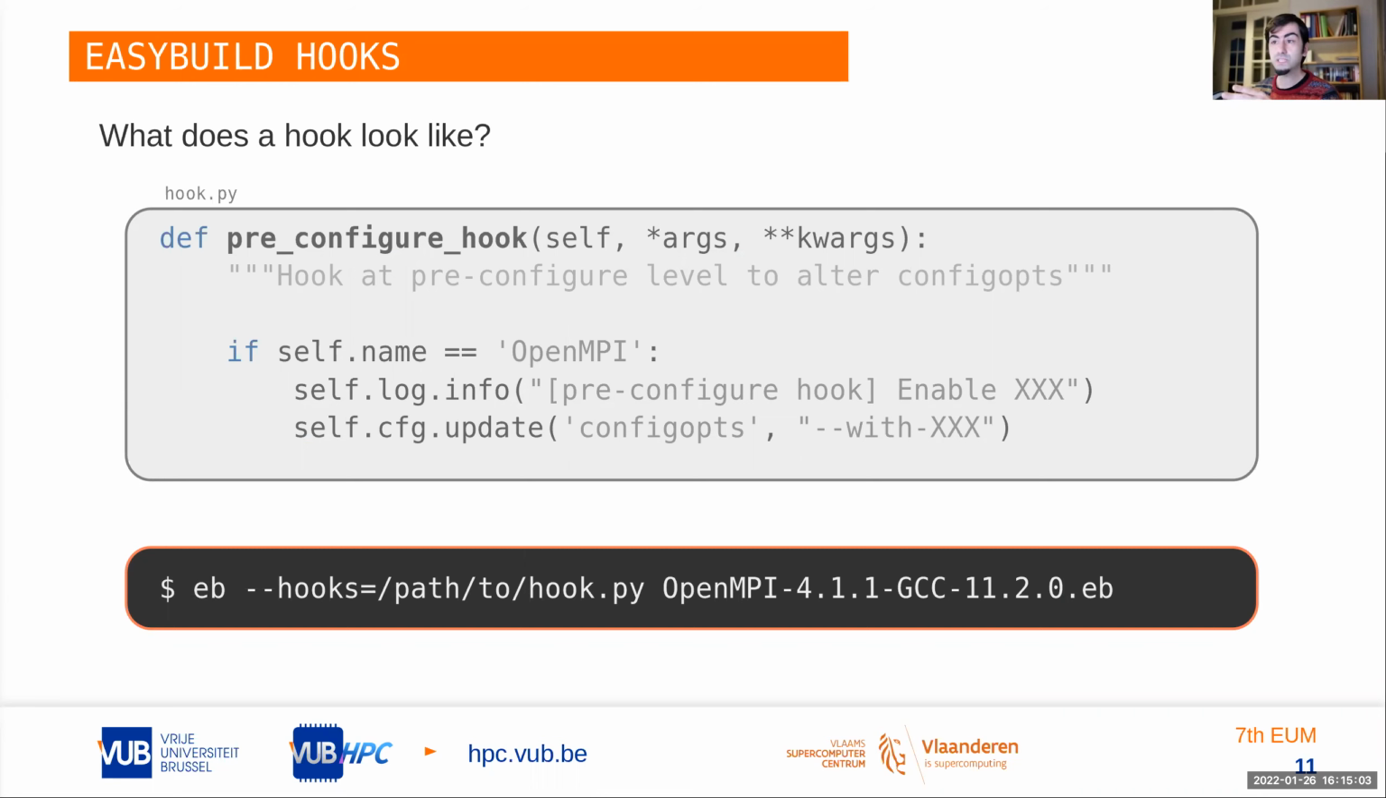And once you define the method, you can write code in it, as you would in an EasyBlock, for instance. You have all the methods of the EasyBlock available to you, and you can actually modify the easyconfig object in EasyBuild. So for instance, in this case, what we do is we check the name of the package being installed.